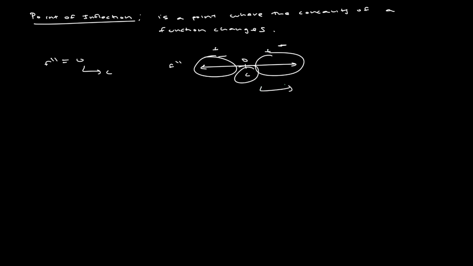In all other cases, as for example, if f double prime was positive on the left side and positive on the right side, then c is not a point of inflection. So to find points of inflection, we first calculate where f double prime is equal to 0, and then we look at the intervals to the immediate right and left of those points and determine whether or not those are inflection points.